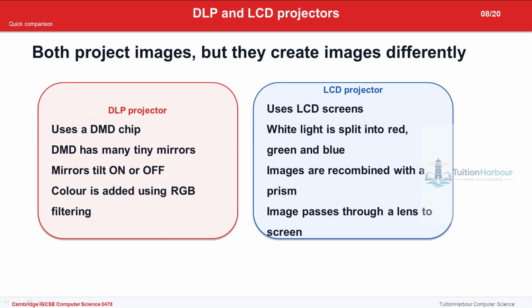DLP and LCD projectors. DLP and LCD projectors both display images, but they use different methods. A DLP projector uses a DMD chip containing tiny mirrors. An LCD projector uses separate LCD screens for red, green, and blue light.